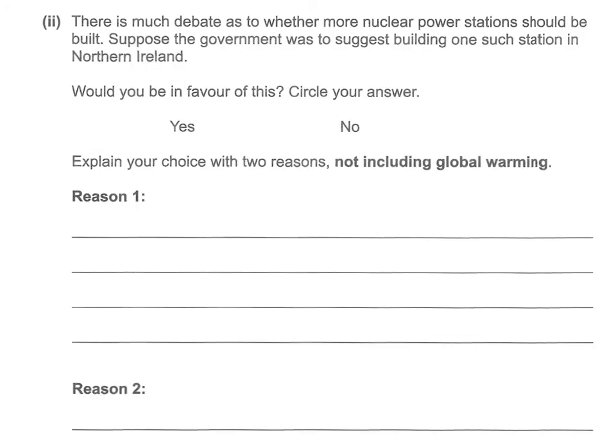Part 2. There is much debate as to whether more nuclear power stations should be built.